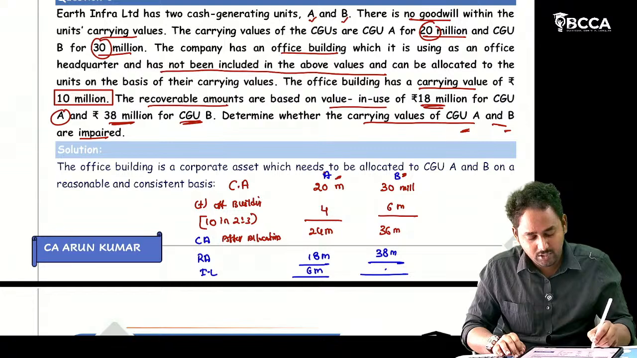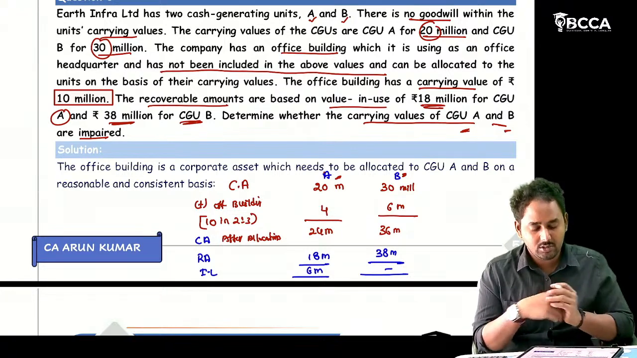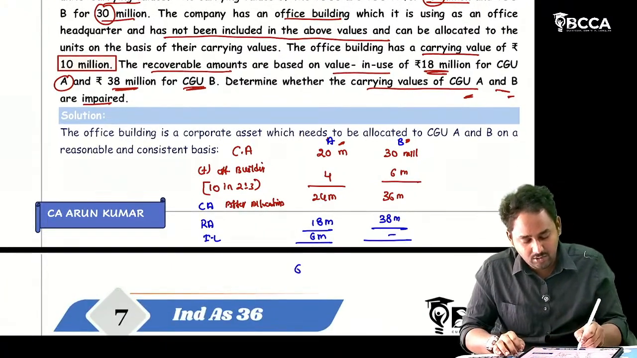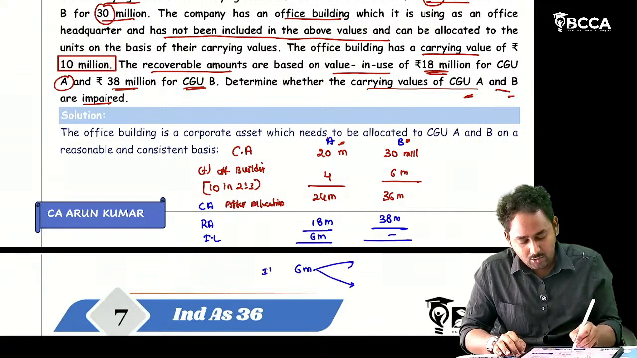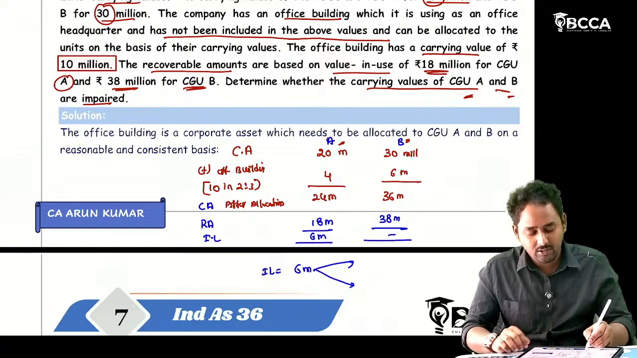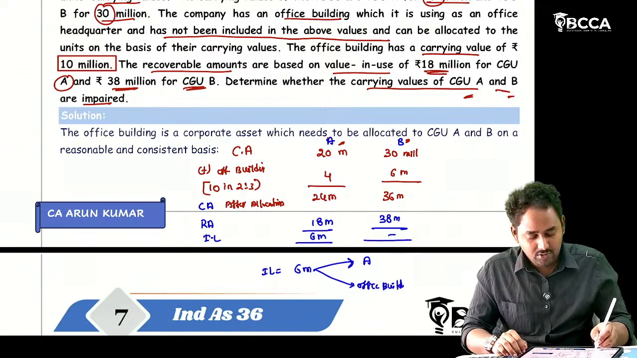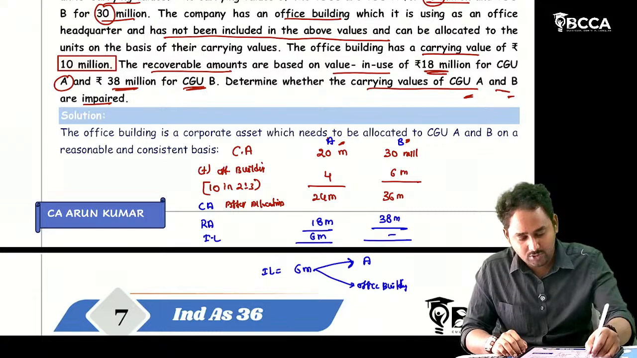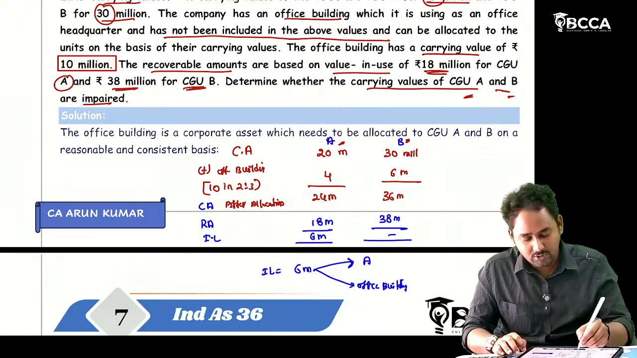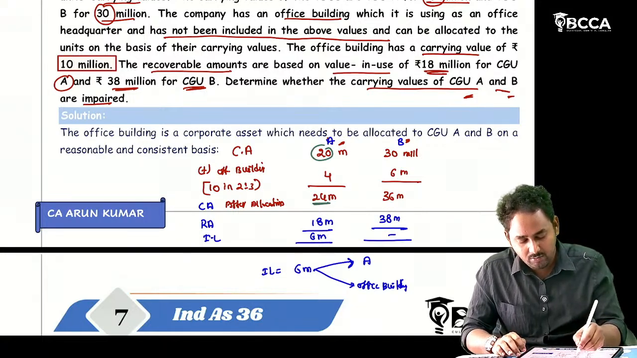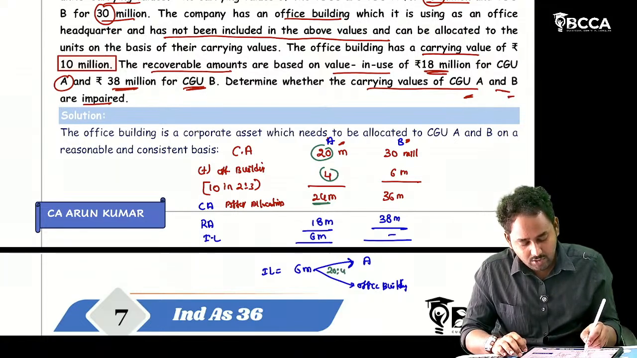And for B, there is no impairment loss. This impairment loss of 6 million should be allocated to CGU A as well as the office building, in the ratio of their carrying amounts. What are the carrying amounts included in 24? 20 plus 4, so 20 is to 4.